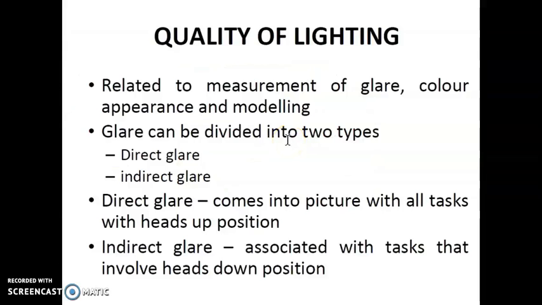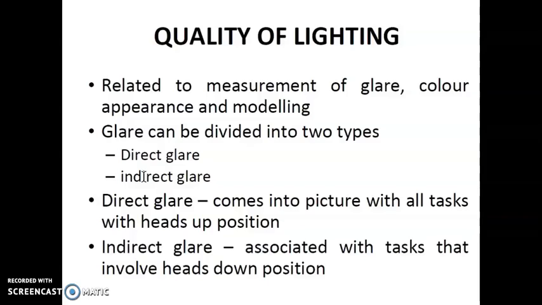Now, one more thing which we need to consider here is the glare, that is related to the quality of lighting. So the quality of lighting is related to the glare, color rendering index and the modeling. So the glare can be of two types, direct glare and indirect glare. Direct glare comes into picture with all tasks with head up position. Just imagine that you are going to view your light fixture which is fixed on the wall directly. Then whatever irritation or discomfort comes to your eyes is nothing but your direct glare, and it is in the task where the heads up position.